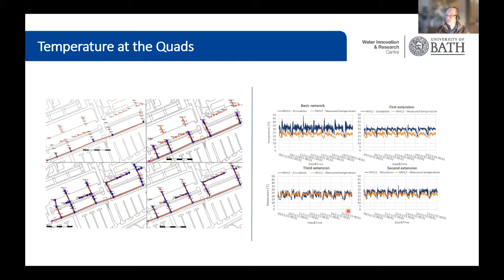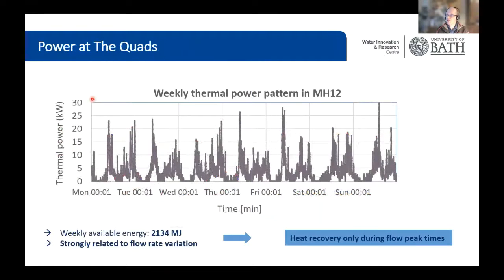And actually, what you see here is that there is a good agreement with what we can model in terms of temperature. And with this temperature and the flow rate of the water, we can calculate the thermal power available in the wastewater. In this case, it was something like 2000 megajoules per week. But what you also see is that there is a very strong dynamics in the available power. That means that if you want to use this power, you need storage for this energy to make it of useful use.